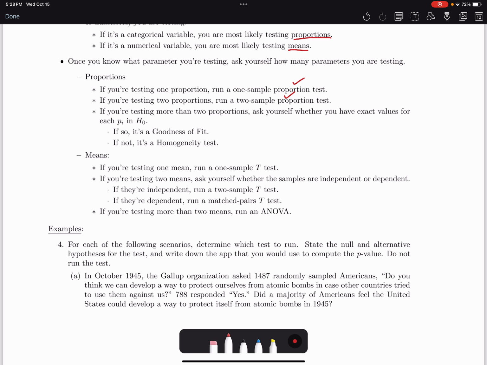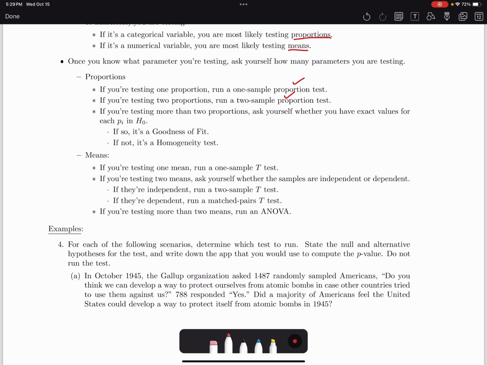And probably the best way to do that is to ask yourself if you have exact values for each proportion in the null hypothesis. Okay, so if you have a scenario where you're going to be testing P1 equals 0.7 versus P2 equals 0.35, etc., then that's a goodness of fit test. If you don't have those exact values for the null hypothesis, if the thing that you're going to be testing is P1 equals P2 equals P3, right, then that would be a homogeneity test, okay?